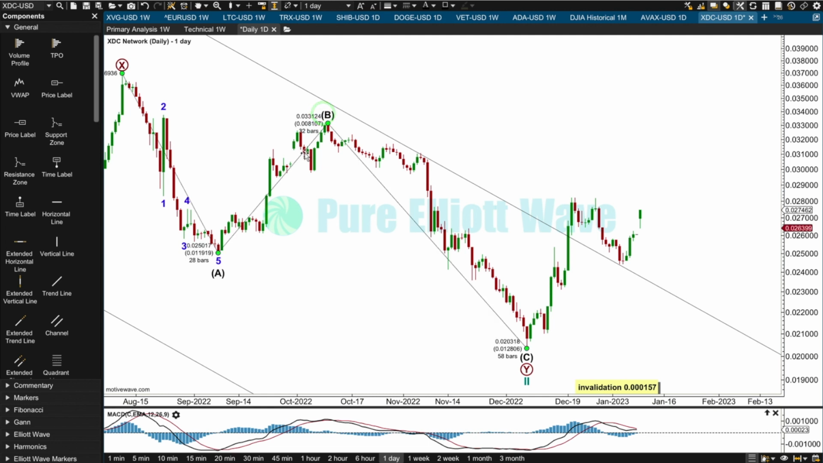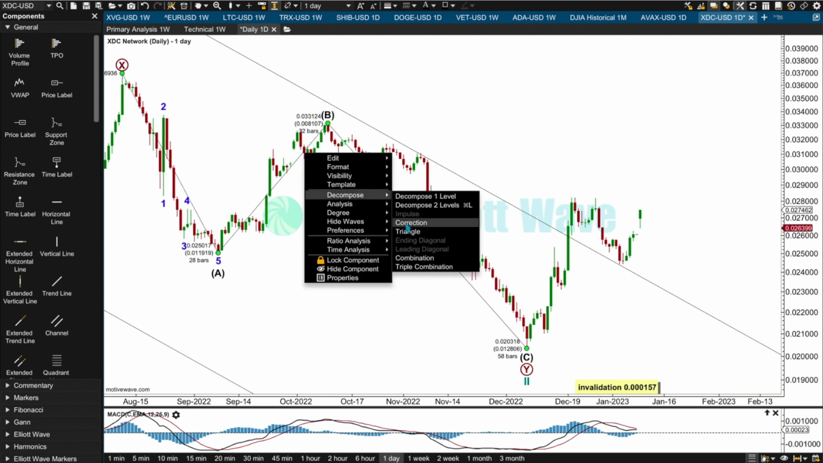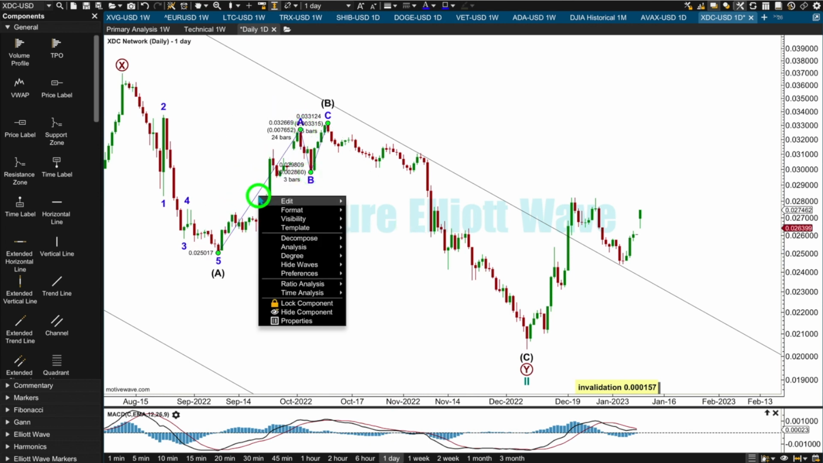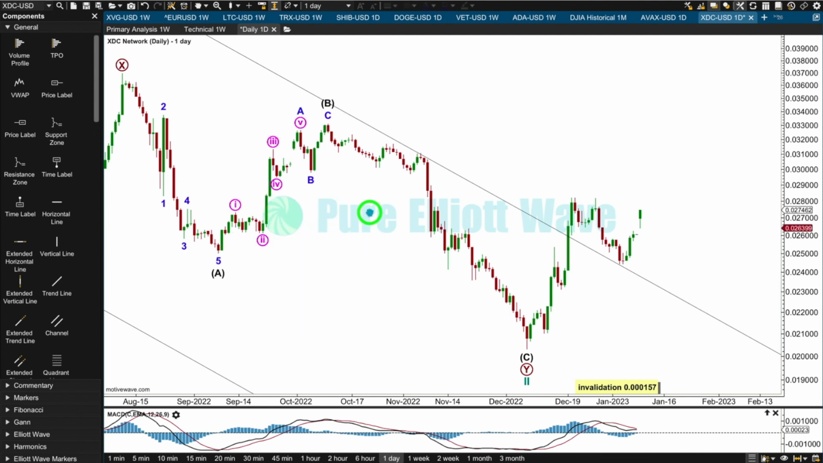I think intermediate B looks like a zigzag. Nope, I can see A over here. This isn't a 5-wave impulse. A is extended, C is not. That's okay. Yeah, that's what I see.